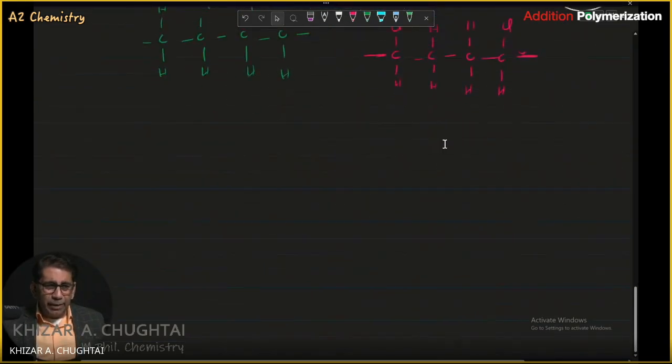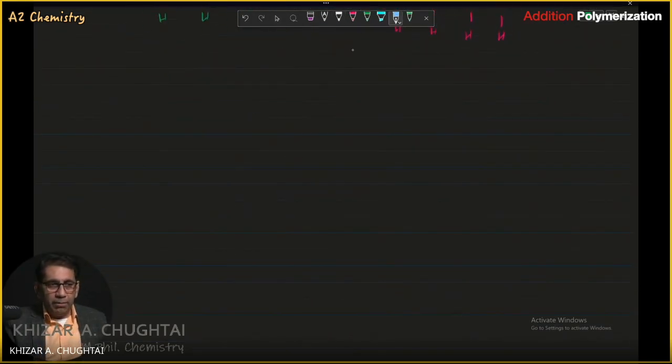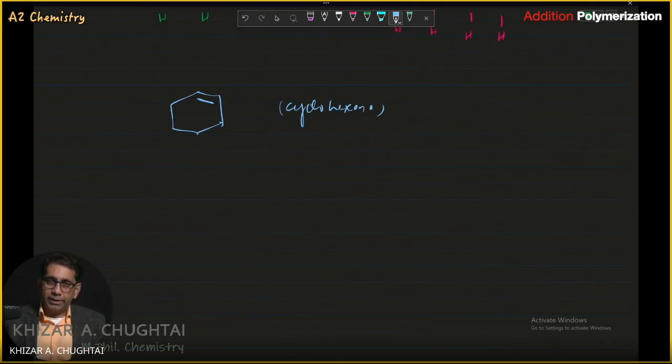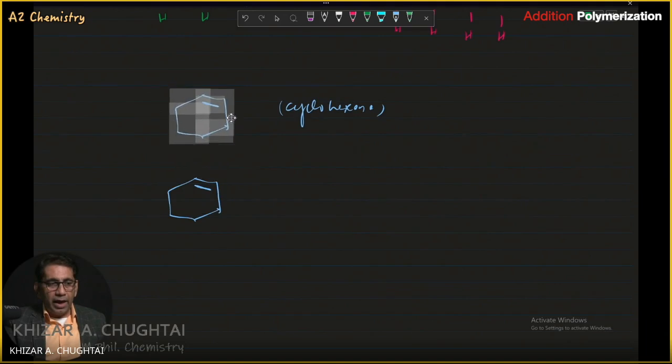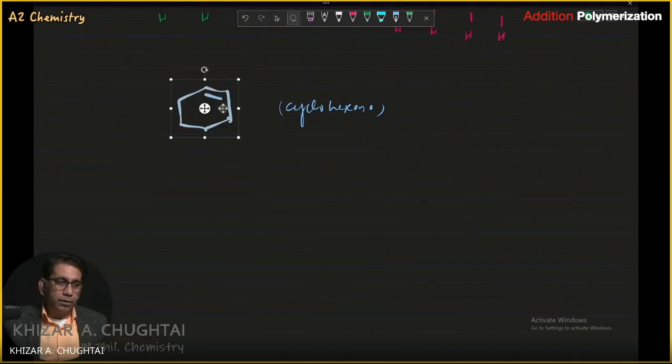Next and the last thing about polymerization: polymerization may be asked in a cyclic compound. For example, this is a cyclic compound and its name is cyclohexene. So can one cyclohexene be joined with another cyclohexene? Yes, of course, because it has a double bond and this double bond can be shifted. So what is the basic mechanism? It is pretty similar, and it will be like that.